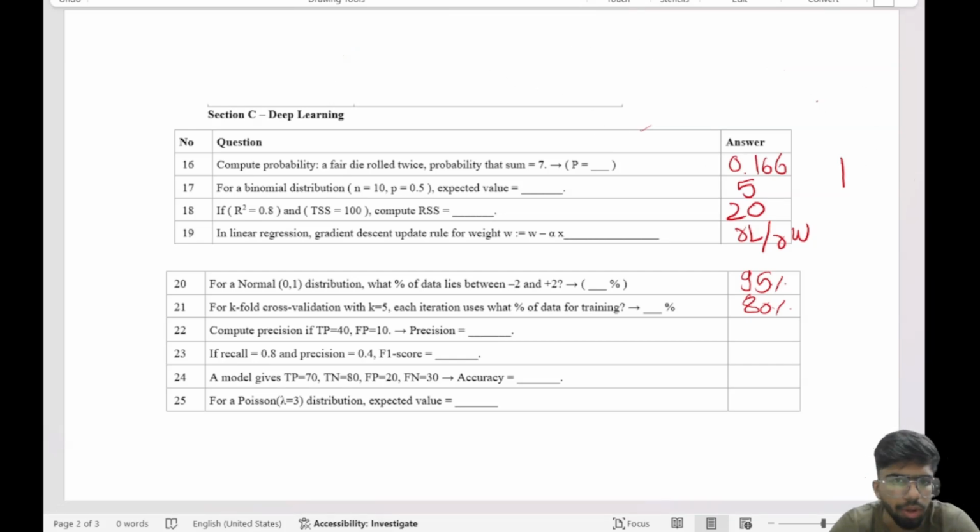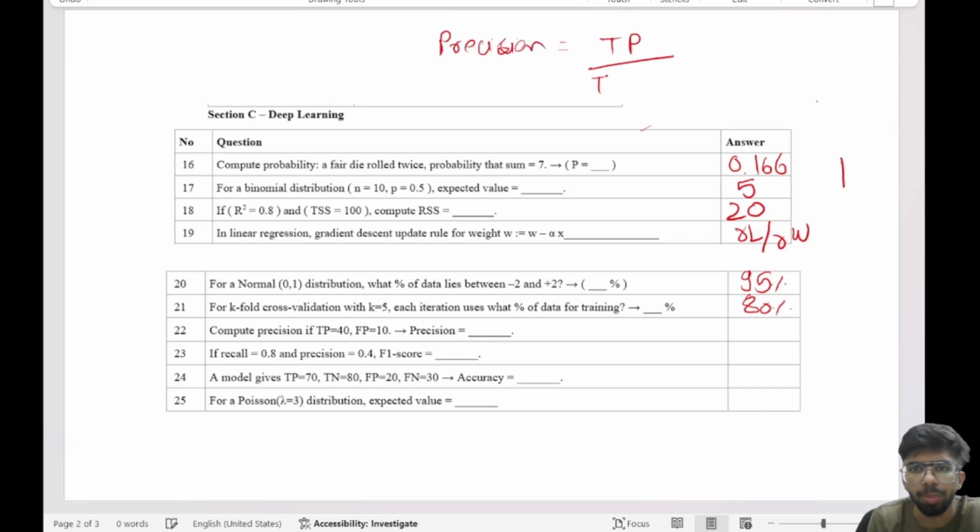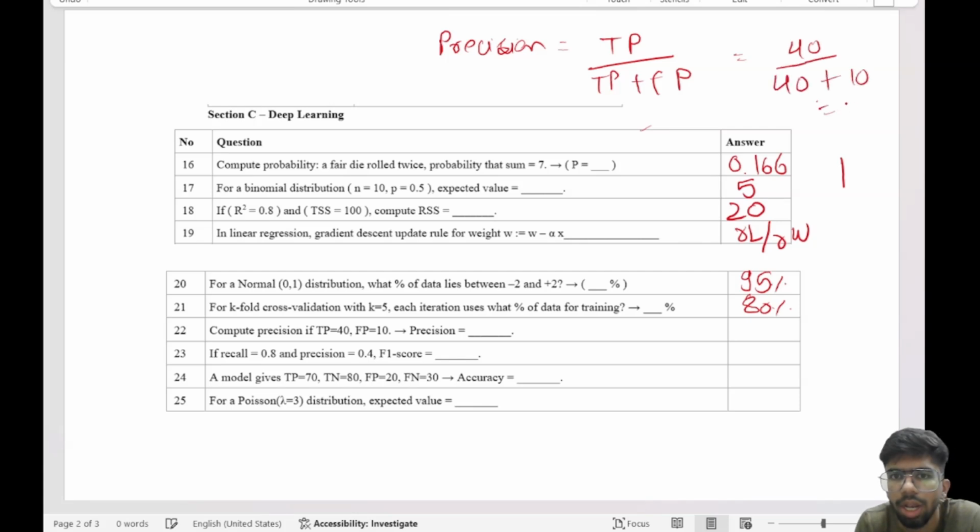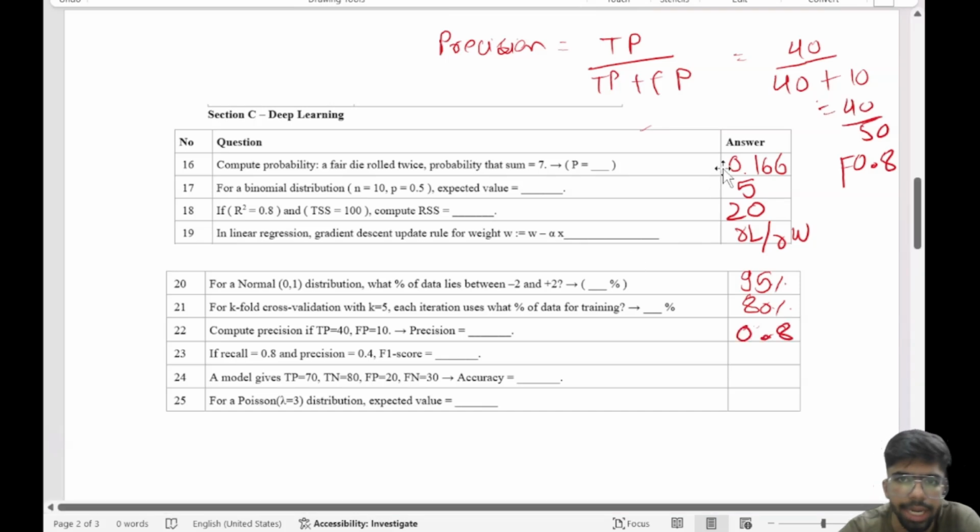In this question, we have to compute the precision. We are given true positive as 40 and false positive as 10. The formula for precision is true positive divided by true positive plus false positive. Precision tells us how many predicted positives were actually correct. So the answer will be 40 divided by 40 plus 10, which is 40 by 50 equal to 0.8. So our precision is 0.8, and the model is 80% precise.